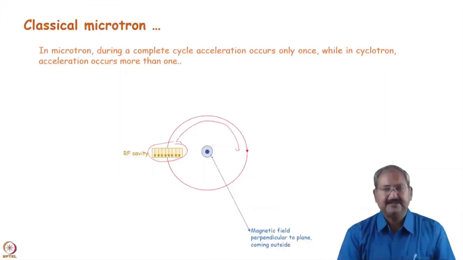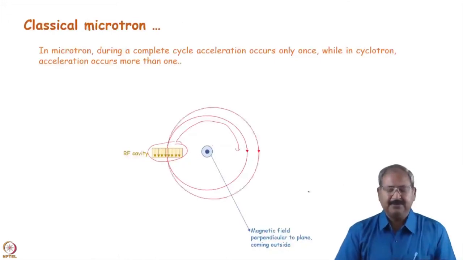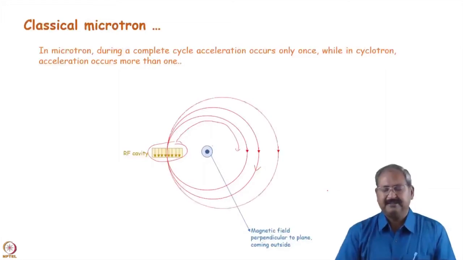After the energy gain, because this is a constant magnetic field, the radius of curvature of the orbit will increase. So the next time, the particle will go on a larger circular path. This is the larger circular path. And after reaching the RF cavity again, its energy increases. So in the next consecutive turn, it will take an even larger circular path. In this fashion, the radius of curvature increases for the consecutive paths.